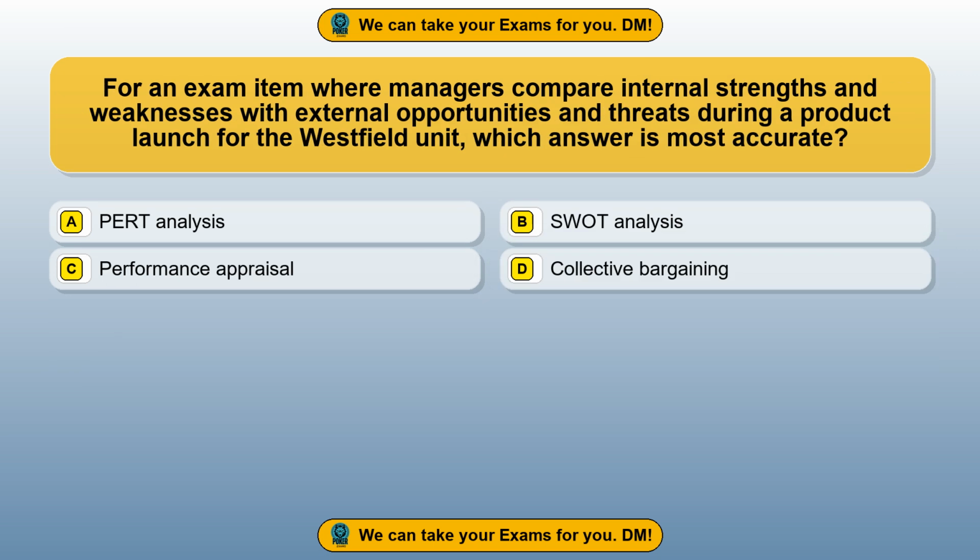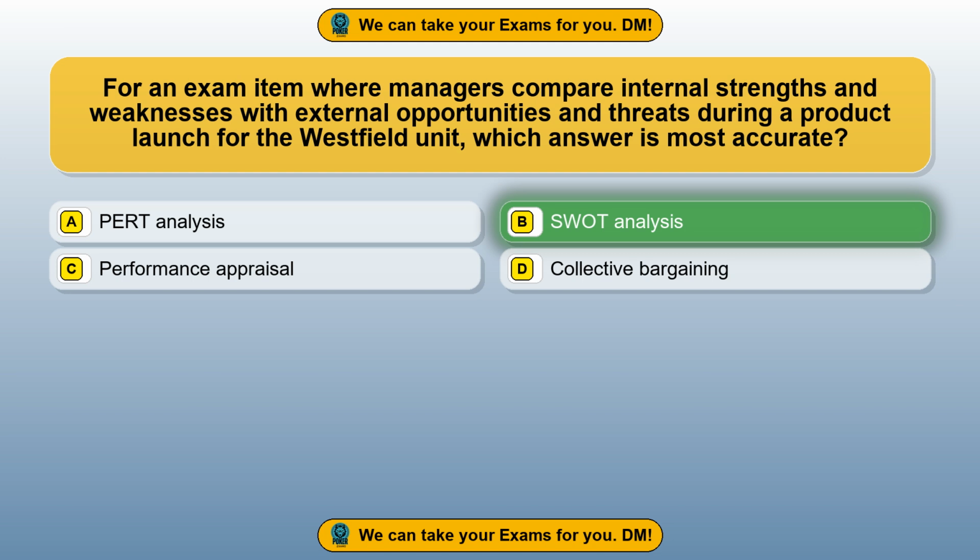Question 28. For an exam item where managers compare internal strengths and weaknesses with external opportunities and threats during a product launch for the Westfield unit, which answer is most accurate? Option A, PERT analysis. Option B, SWOT analysis. Option C, performance appraisal. Option D, collective bargaining. The correct answer is option B, SWOT analysis.